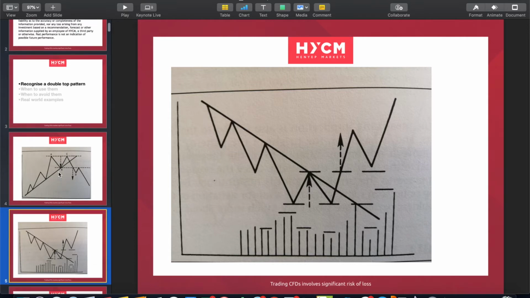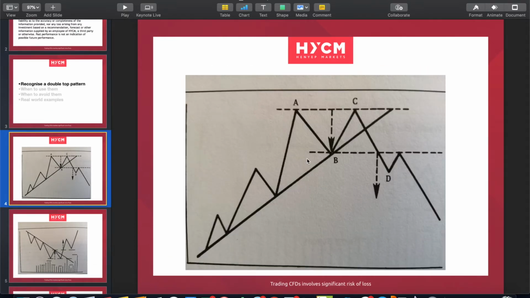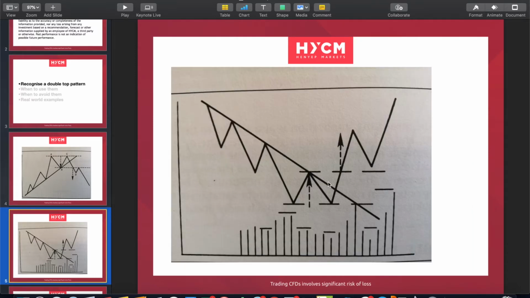Now, in terms of targets, you're looking for the height of the pattern. So you're looking at the height from the line at A to C down to the line at B. That point symbolized by that arrow, that height is your target. That's what you can reasonably expect to have as your target. Similarly, on the double bottom, you're looking for the height of the pattern to be your target.